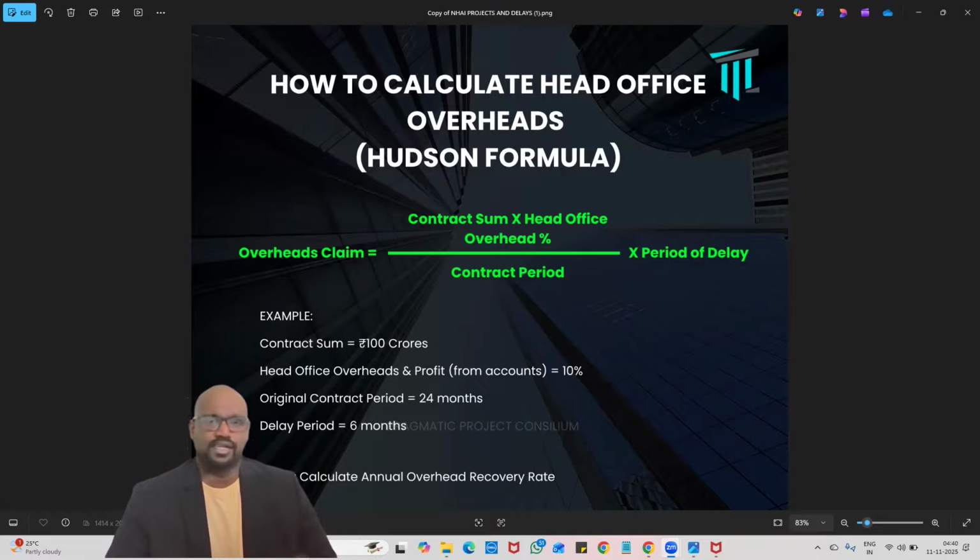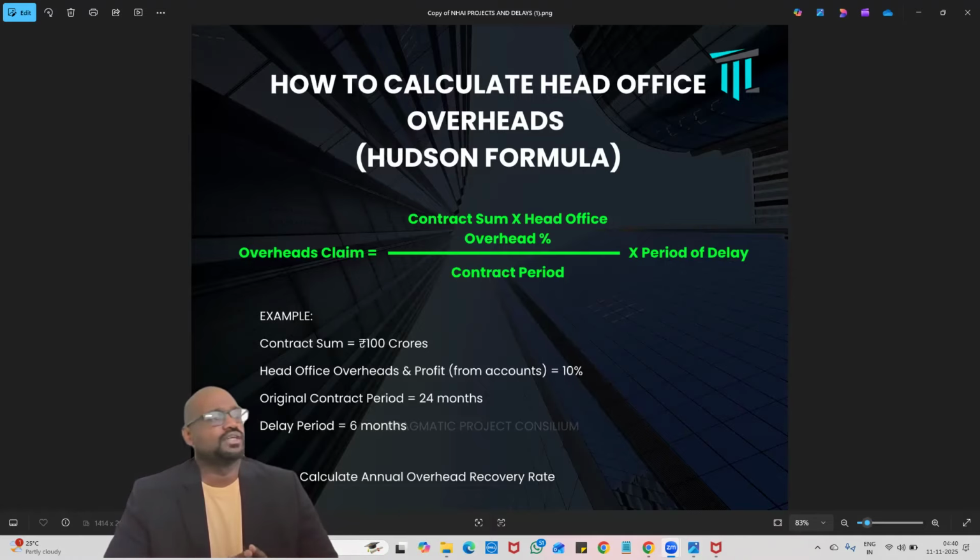Usually the Hudson formula is a very theoretical formula that gives, based on the contract value, the per day or per month head office cost. With that, we multiply by the delay period. That is highly theoretical, but you can keep this aside, tally it with the actual cost, and give proof that the head office cost is equal to the Hudson formula.